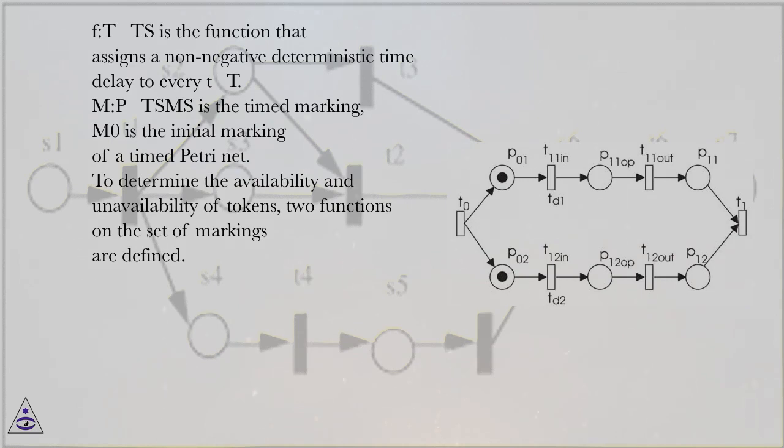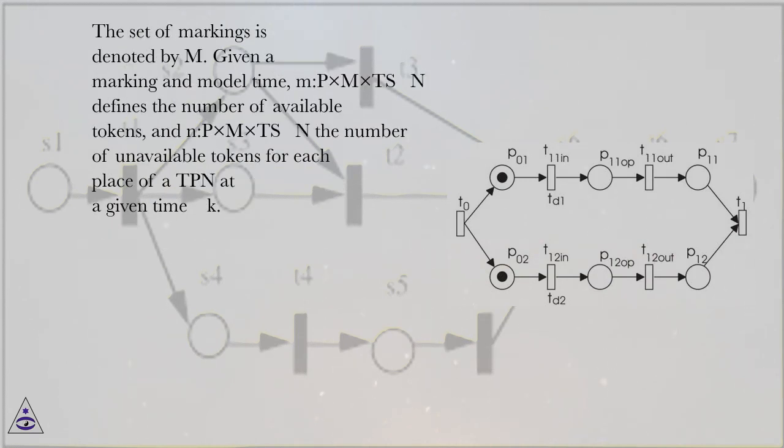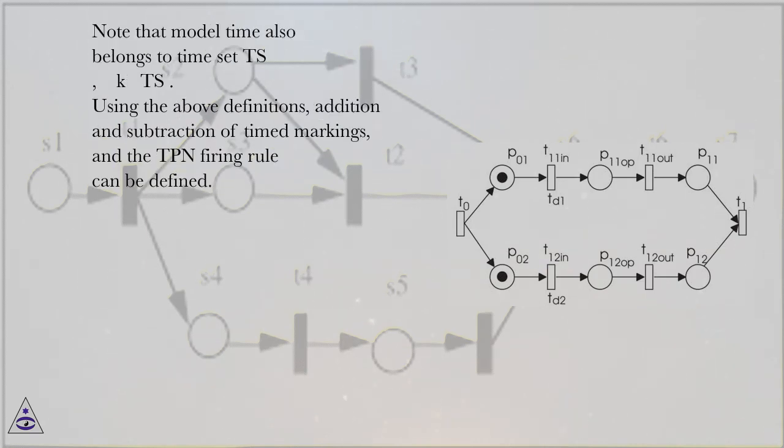To determine the availability and unavailability of tokens, two functions on the set of markings are defined. The set of markings is denoted by M. Given a marking in model time, M, P times M times TS defines the number of available tokens, and N, P times M times TS is the number of unavailable tokens for each place of a TPN at a given time k. Note that model time also belongs to the time set TS, k in TS. Using the above definitions, addition and subtraction of timed markings, and the TPN firing rule can be defined.